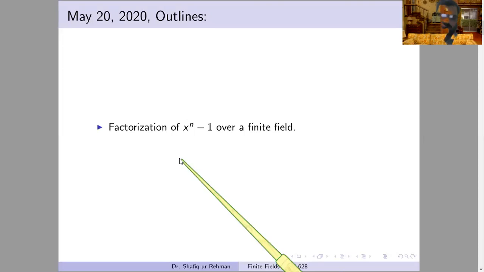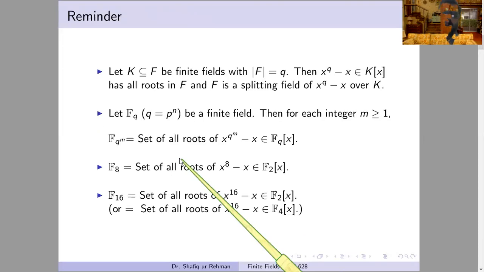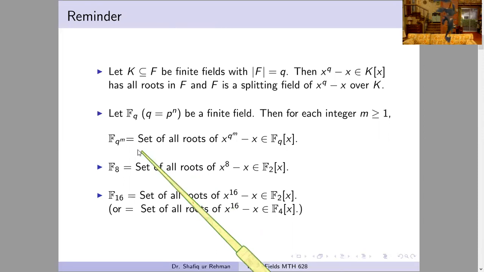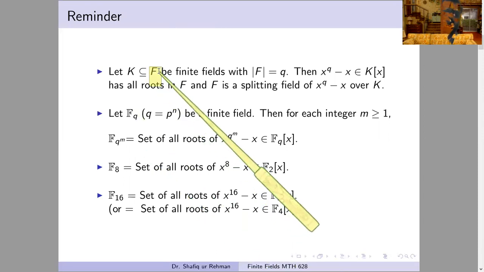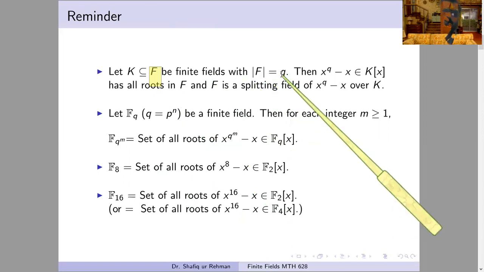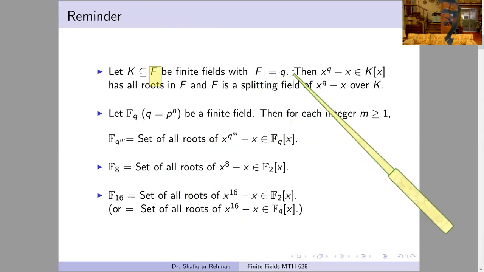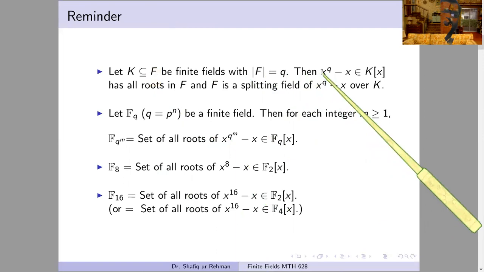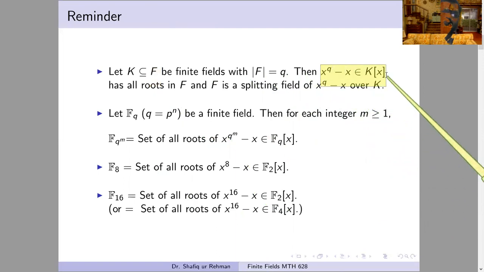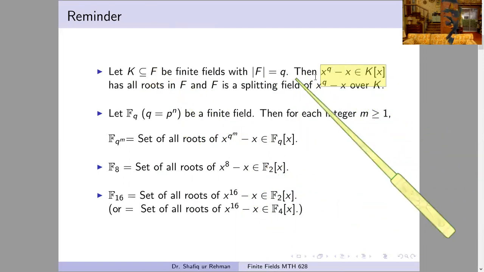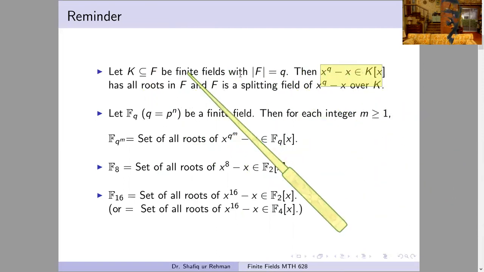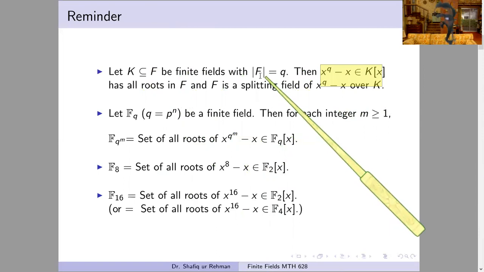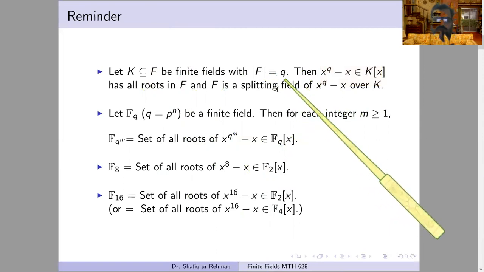And so first of all, we recall from the previous lessons that if we take any finite field F of order q, then if we take this polynomial x^q - x over any subfield of F, then the splitting field of this polynomial will be the field F, that is, the field of order q.